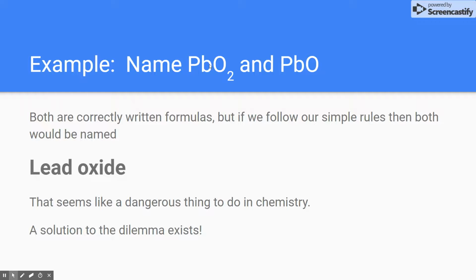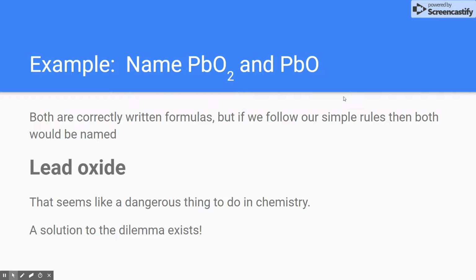Okay, I've got two formulas for you here, PbO2 and PbO. They're both correctly written formulas. They both represent real chemical compounds. But if we follow our simple naming rules, then both of them would be named lead oxide, after the first element and second element. That seems like a pretty dangerous thing to do in chemistry, to have two different formulas named by the same name. So you can see there's a dilemma that exists in chemical compound formula writing.